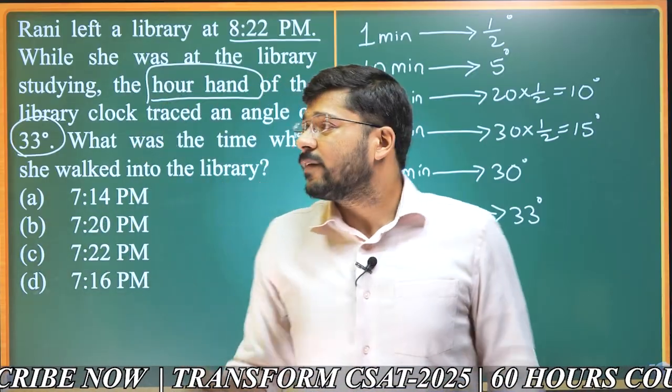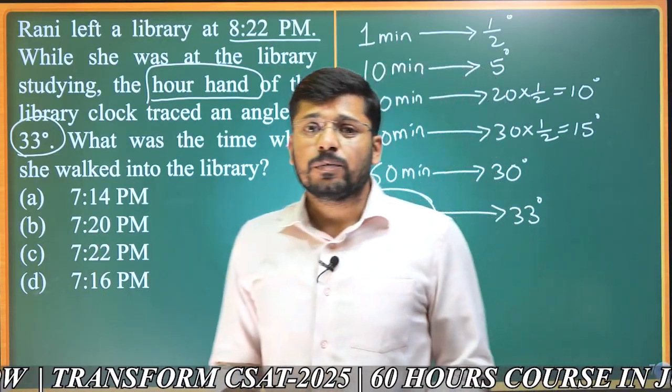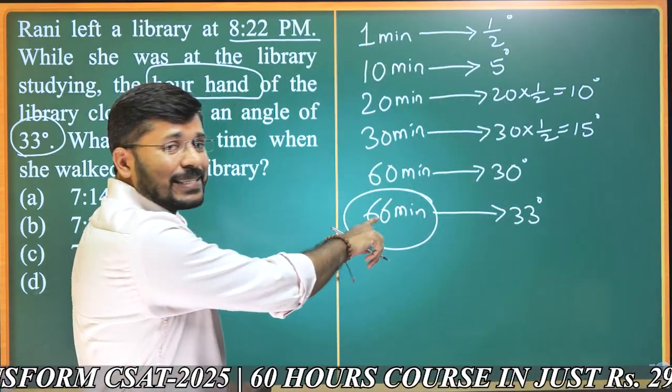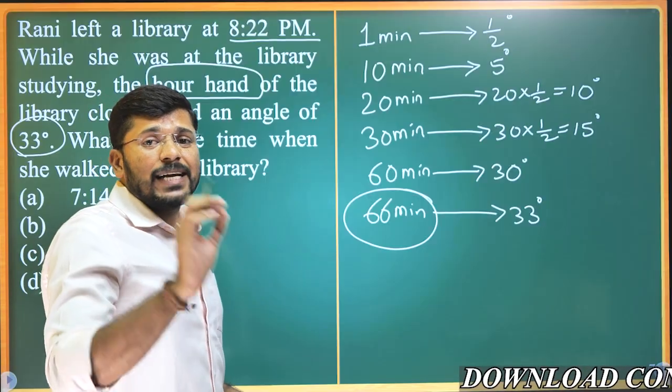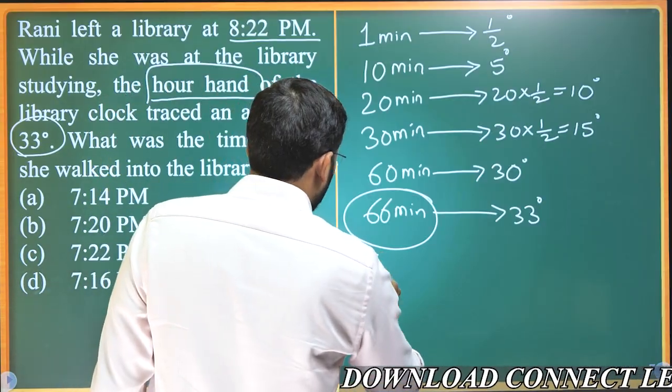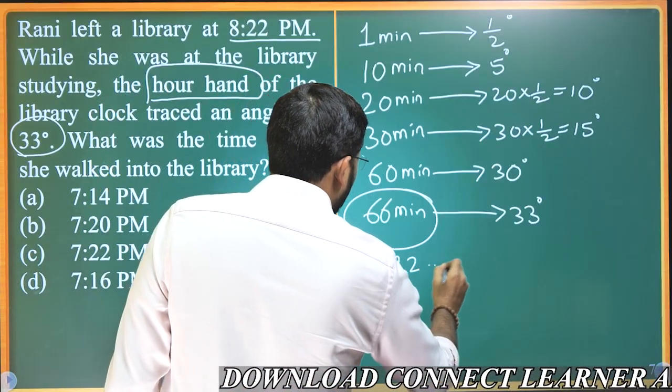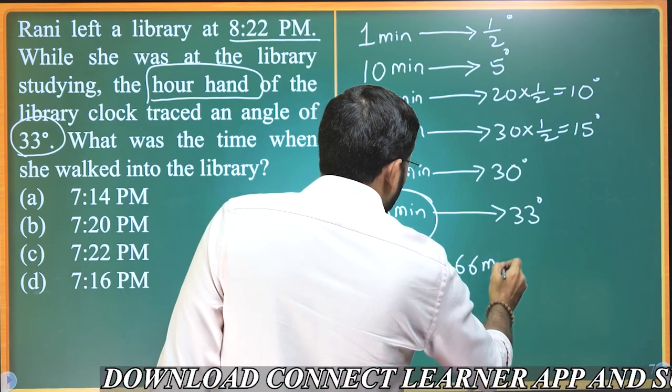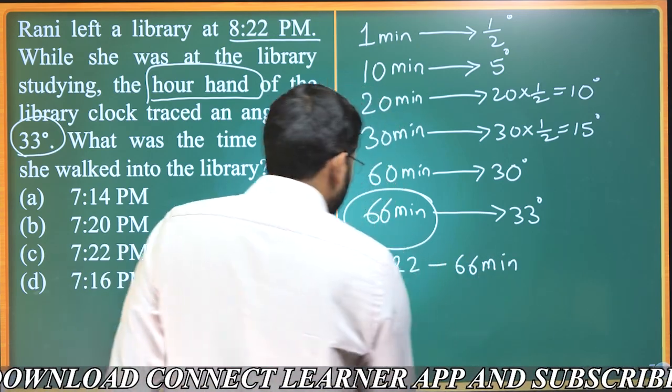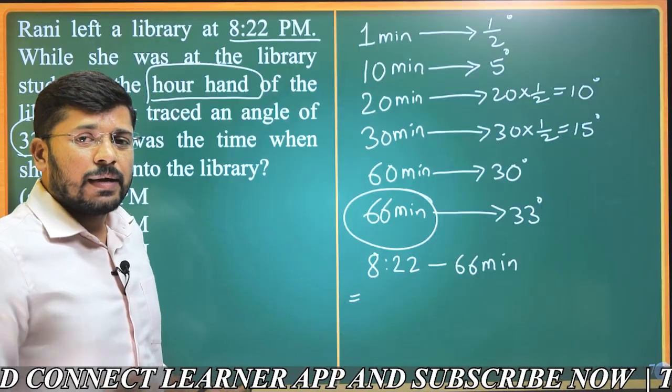Now, she left the library at 8:22. So she walked in 66 minutes before 8:22, and that is what we need to find. What we'll do is 8:22 minus 66 minutes. This is what we will do. So how to do this subtraction? It is simple.